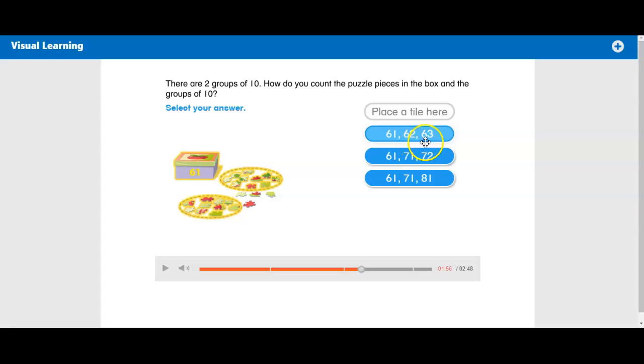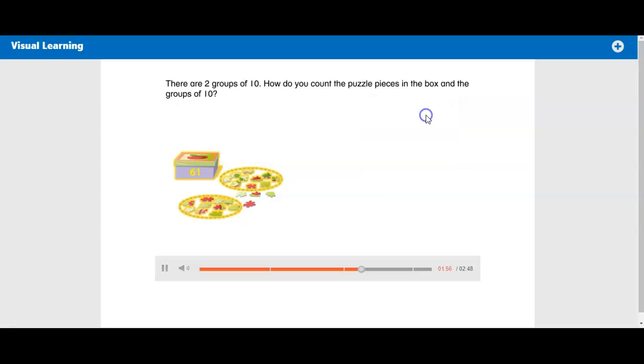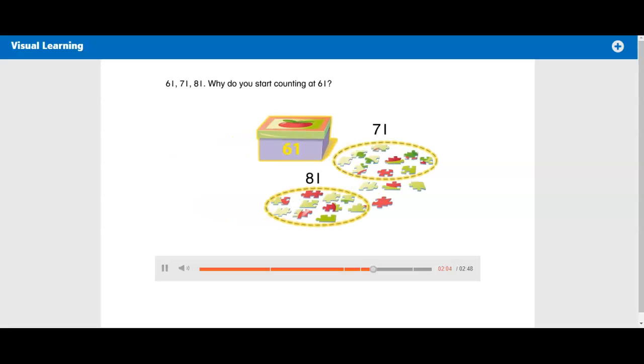61, 62, 63 is by ones. 61, 71, 72, that's counting by ones and tens. 61, 71, 81, that is showing counting by tens. Why do you start counting at 61?